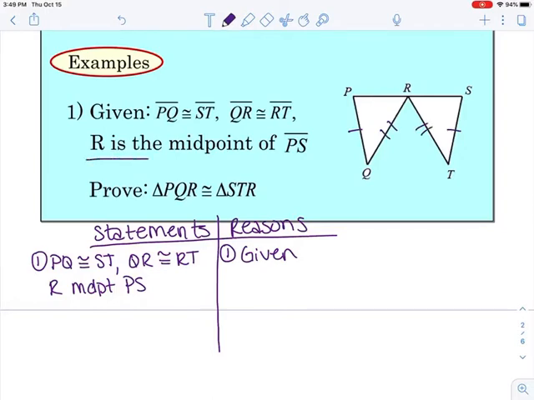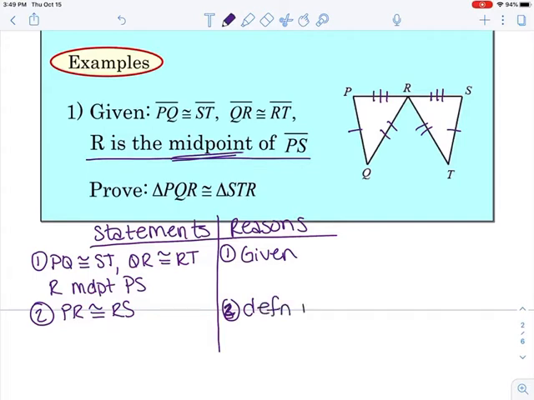And then we're going to get our next line from the fact that R is the midpoint of PS. If R is the midpoint of PS, that means PS is getting cut into 2 congruent pieces, or more specifically, PR is going to be congruent to RS. And the whole reason for that is because R is a midpoint. That's not 3, that's 2, sorry. That's the definition of a midpoint.